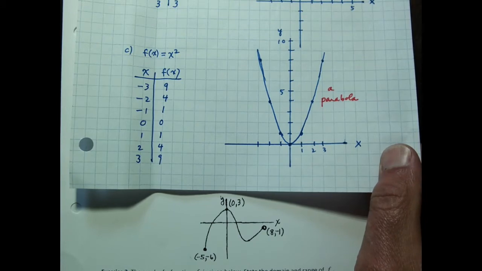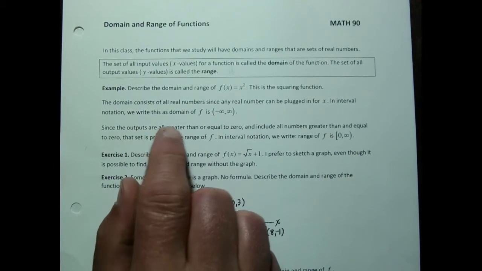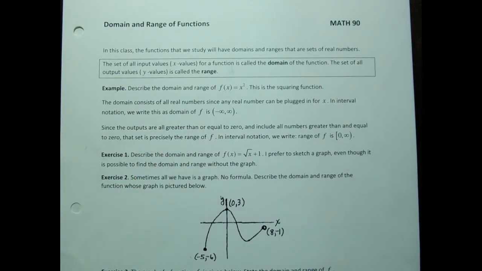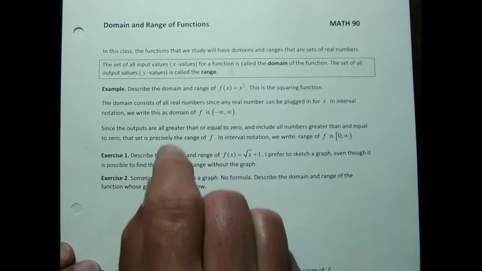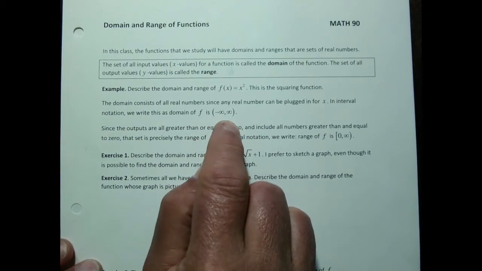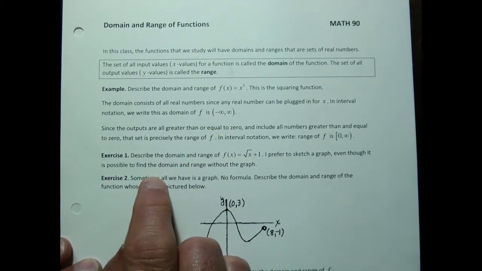There's the graph of that x squared function. It's a famous shaped curve called a parabola. And we're just going to read this one in words. The domain consists of all real numbers, since any real number can be plugged in for x. In interval notation, we write this as the domain of f is the interval from negative infinity to infinity in parentheses. That just means all real numbers in interval notation.